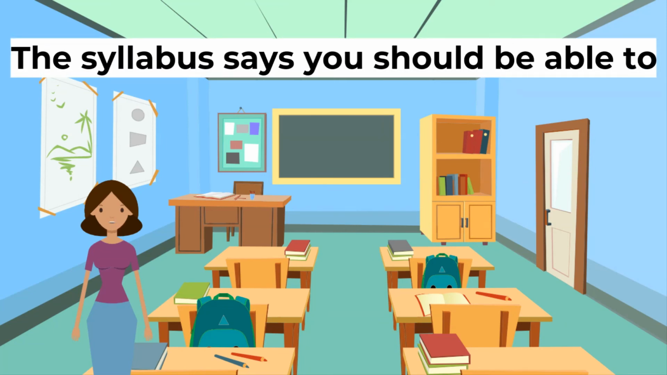The syllabus says you should be able to, so check if you can, do the following. Define nutrition. List the principal sources of, and describe the importance of carbohydrates, fats and proteins, vitamin C and D only, mineral salts, calcium and iron only, fiber or roughage, and water. Describe the deficiency symptoms for vitamin C and D only, mineral salts, calcium, and iron only.